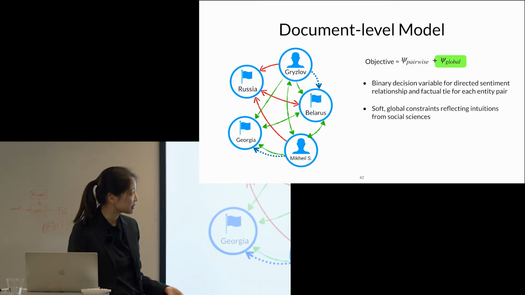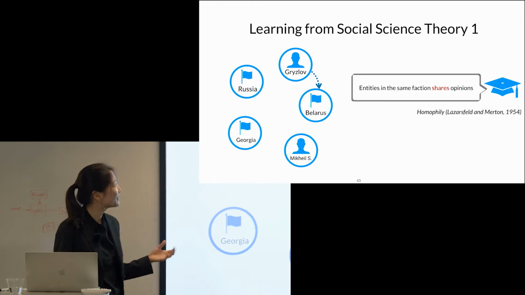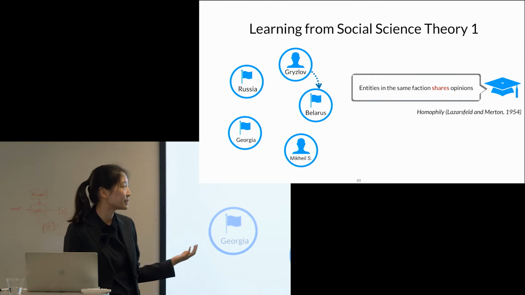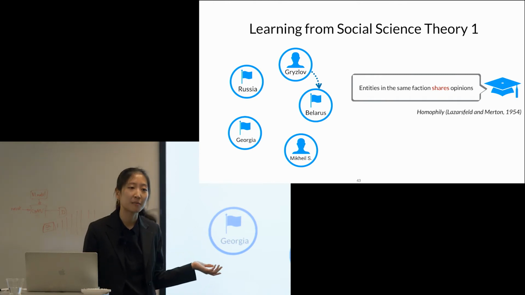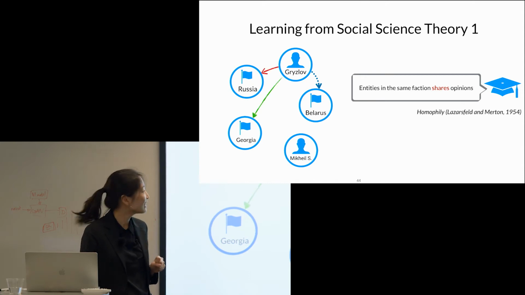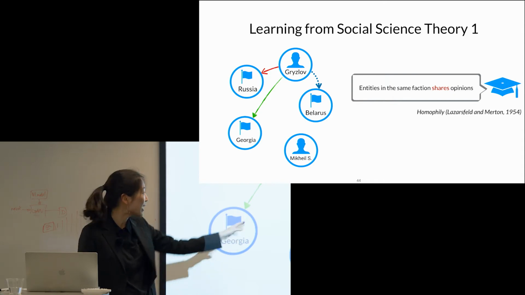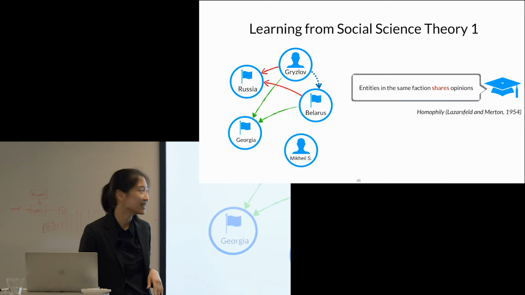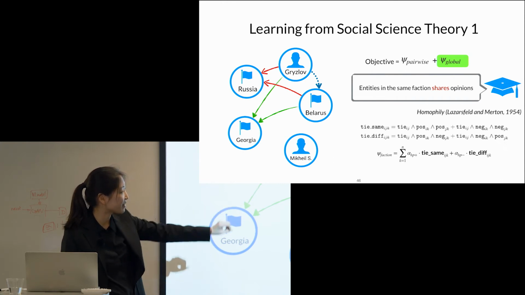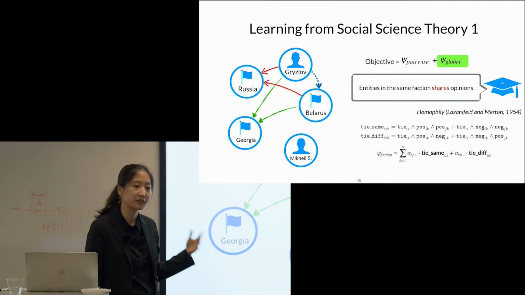But on top of that, there will be global constraints which try to incorporate intuitions from social sciences. So one intuition that we are trying to incorporate is the principle called homophily, that entities in the same faction share an opinion. So say that Gryzlov is a president of Belarus, they are connected with this factual tie, and then he said something negative toward Russia and something positive toward Georgia, then you can guess what Belarus's opinion towards Russia and Georgia is, right? It's going to be more likely to be aligned with what Gryzlov is thinking. So this is encoded as binary variables, and the model is trying to satisfy these, and how much you care about this particular objective is decided by the hyperparameter alpha, which you can tune on the development set.